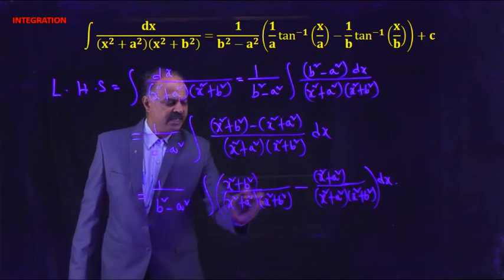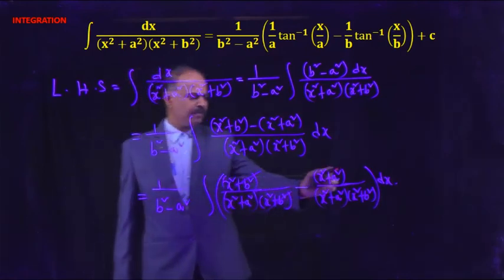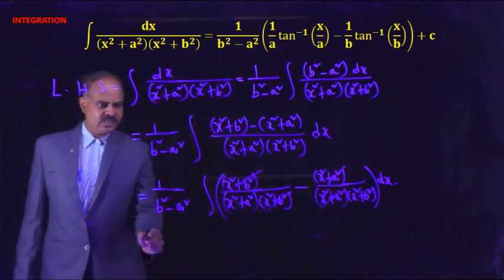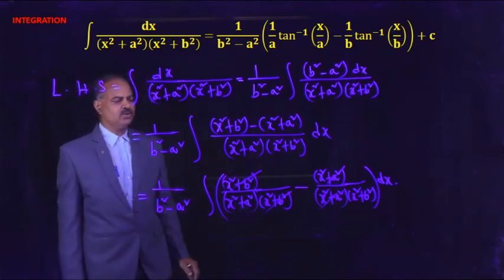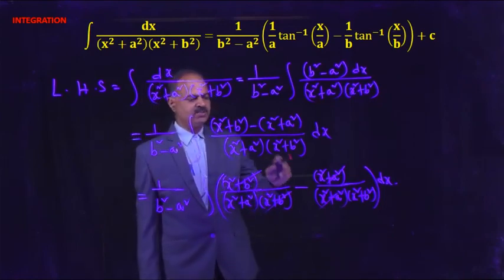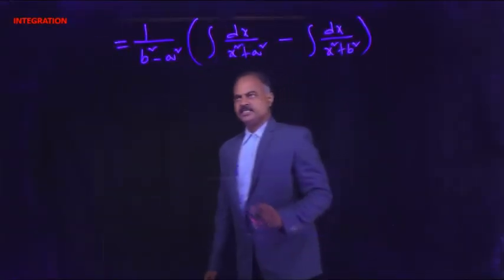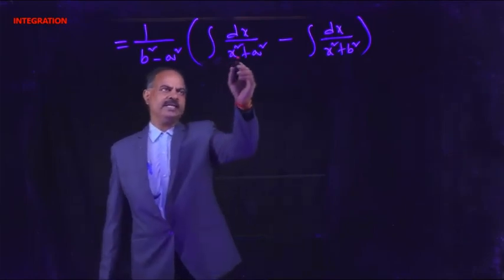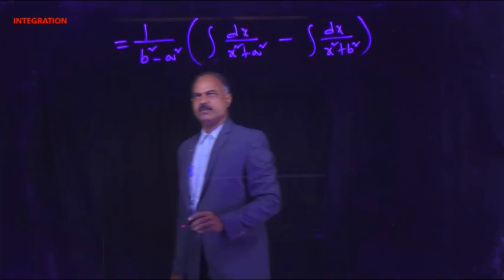Now here x square plus b square and x square plus b square, and x square plus a square and x square plus a square get cancelled. Now this is equal to 1 by (b square minus a square) into integral 1 by (x square plus a square) minus 1 by (x square plus b square) dx. Next this is equal to 1 by (b square minus a square) into integral dx by (x square plus a square) minus integral dx by (x square plus b square).